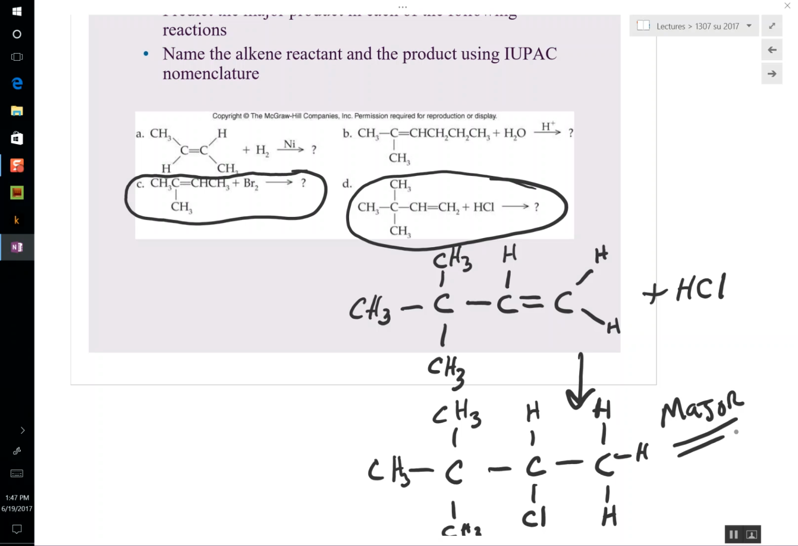Okay, you can see here they're doing the hydrogenation using a nickel catalyst. That is a symmetrical reactant. Bromine, a symmetrical reactant. You just got to put a bromine on each carbon. You don't have to think about it as much. But when you get to water and a hydrohalogen, you have to think about it. Is there a preference here?